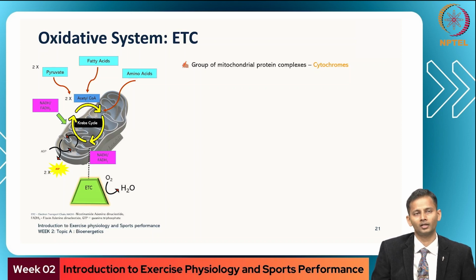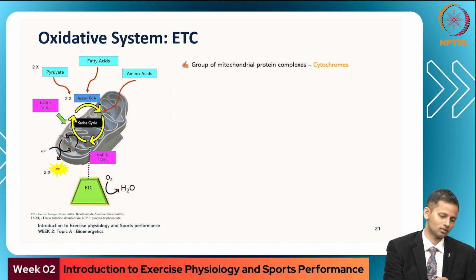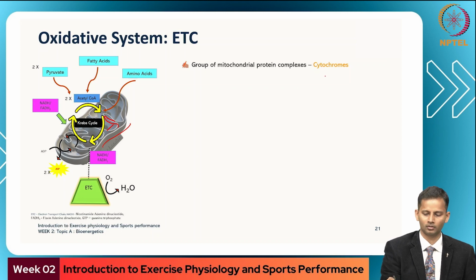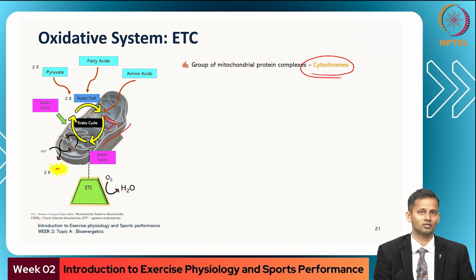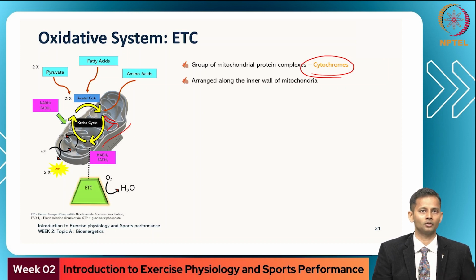So the electron transport chain again happens in the mitochondria, right? You're seeing this structure of mitochondria where you have two layers, the outer layer and the inner layer. In the inner layer, along the walls, you have certain compounds called cytochromes. So the presence of the cytochromes is essential for the oxidative metabolism, and hence it happens in the specialized structure called mitochondria. It doesn't happen in the cytoplasm.